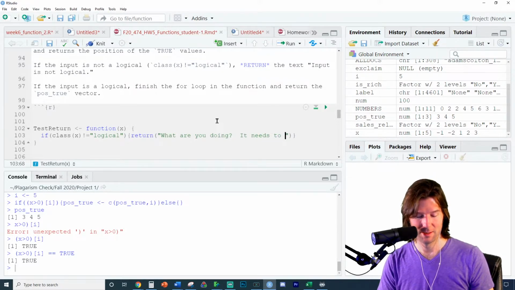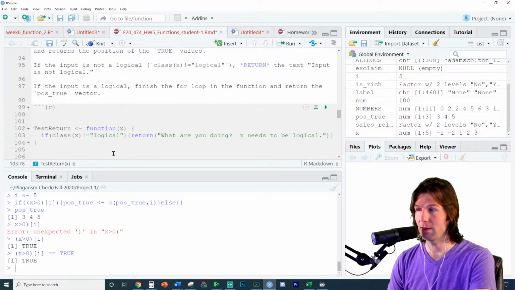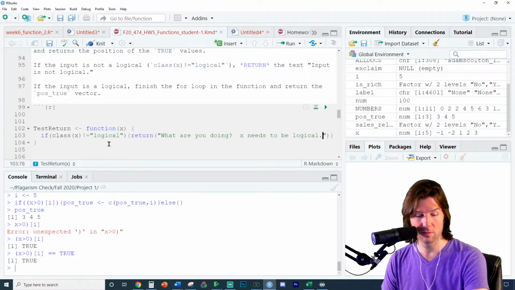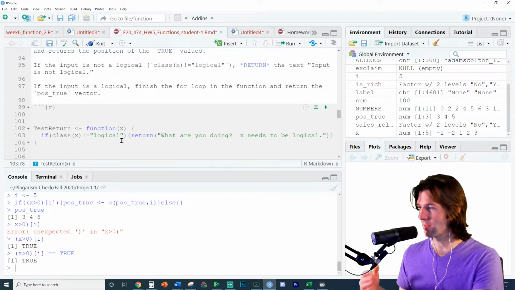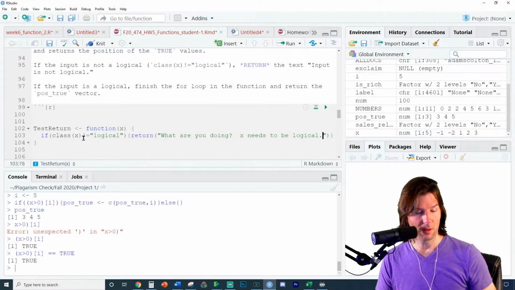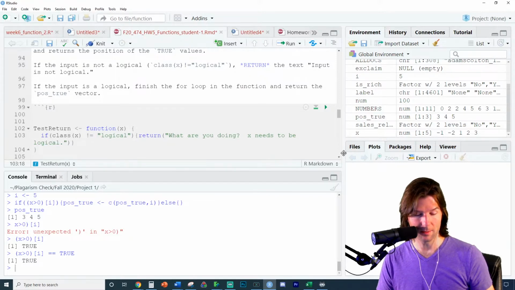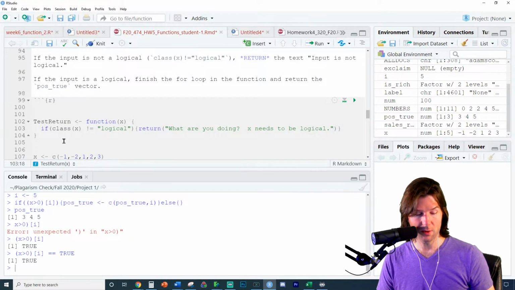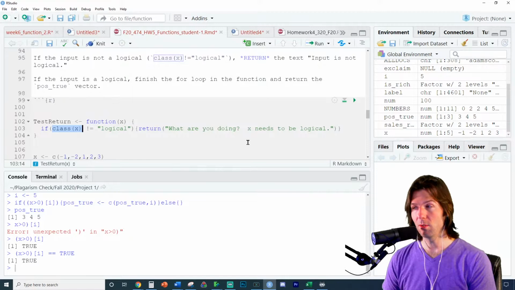It needs to be, or X needs to be logical. Always try to read your code as a sentence. The only thing this function does is check the class of X, which is how R sees the object. So it asks: how does R have this object in its brain? Is it not logical? If it is not logical, it'll run this code. You don't need an else here.